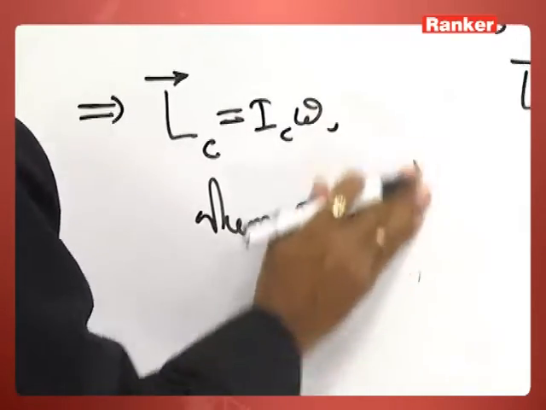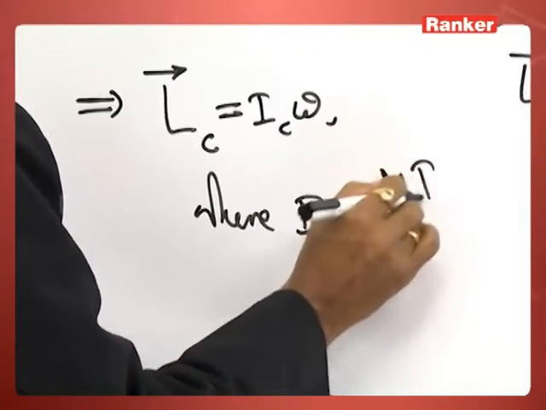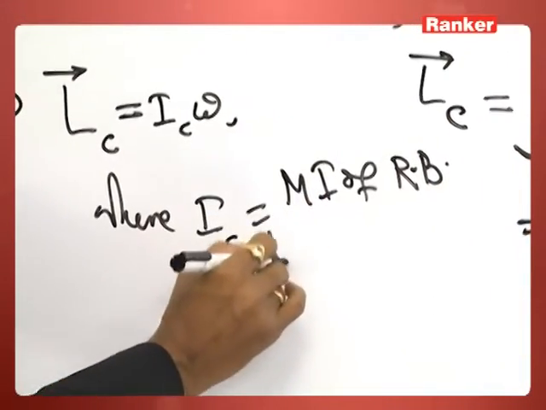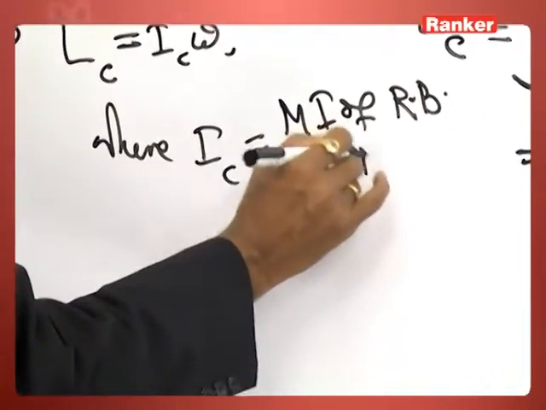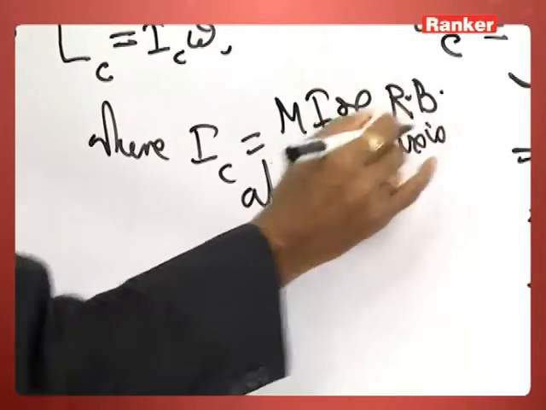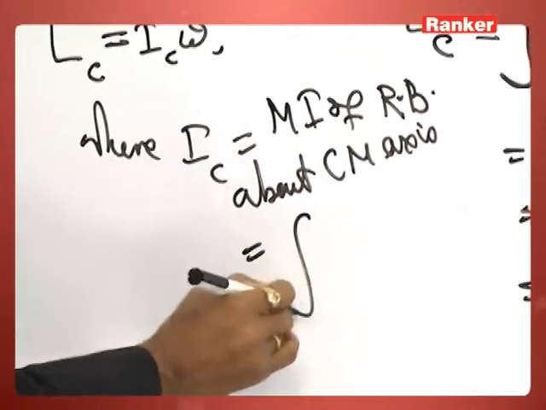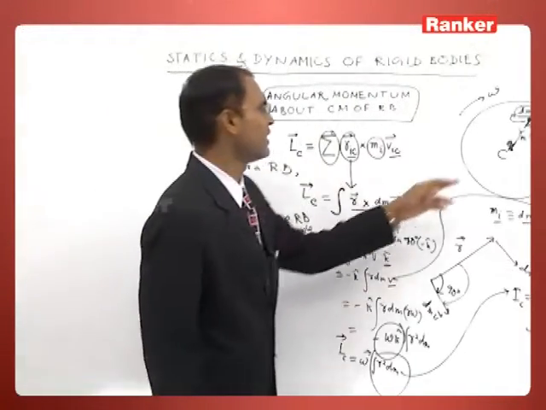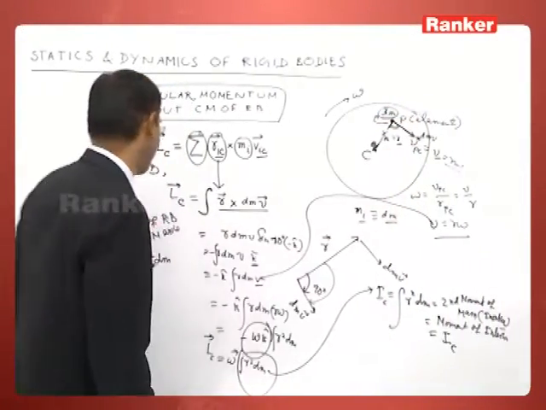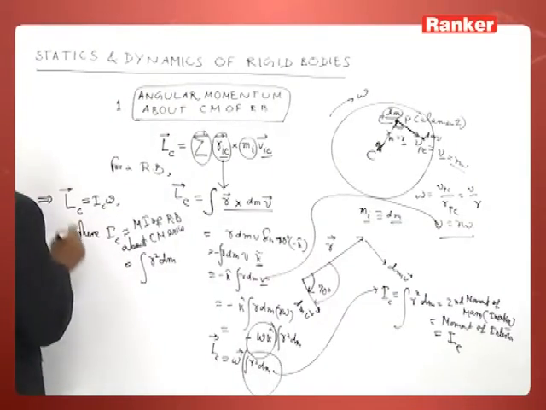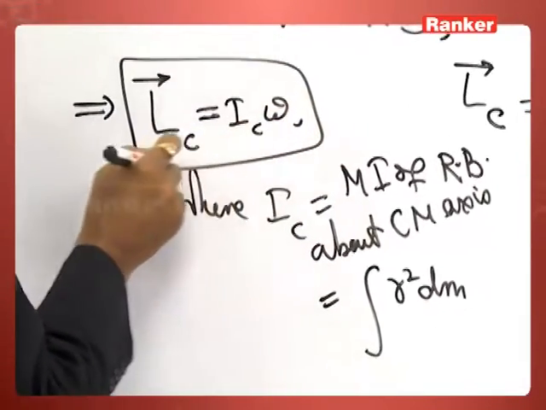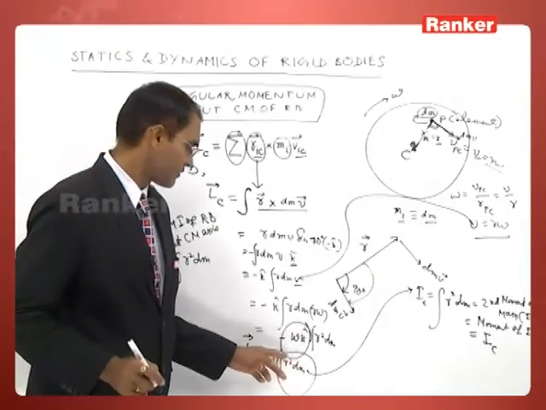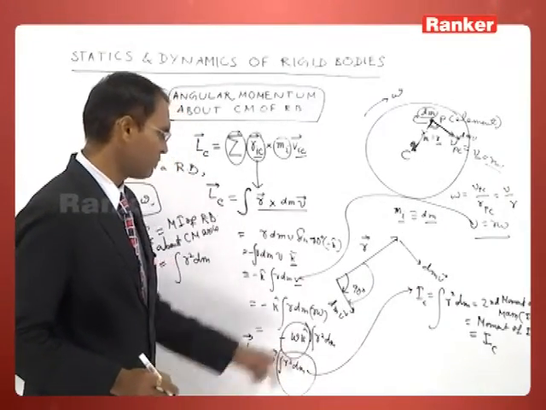Here Ic is the moment of inertia of the rigid body about the center of mass axis, given as integral r square dm. r is the distance between the element and the axis. So here the emerging concept is known as moment of inertia.